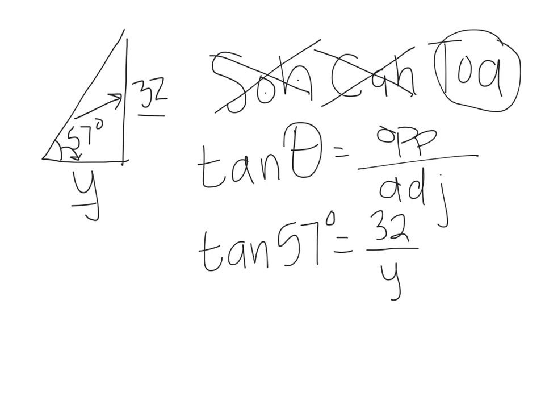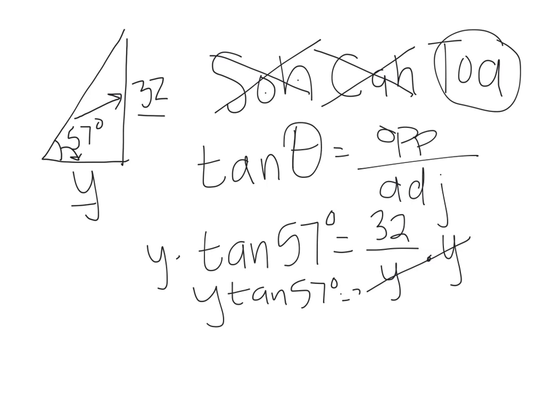So now I need to solve for y. I see that y is trapped in a denominator of my fraction, so I'm going to multiply by y to make that cancel out, since y divided by y is 1. Then if I do it to one side, I've got to do it to the other. So I get y tangent of 57 degrees equals 32. From here, since I want to isolate y, I'm going to divide by the tangent of 57.